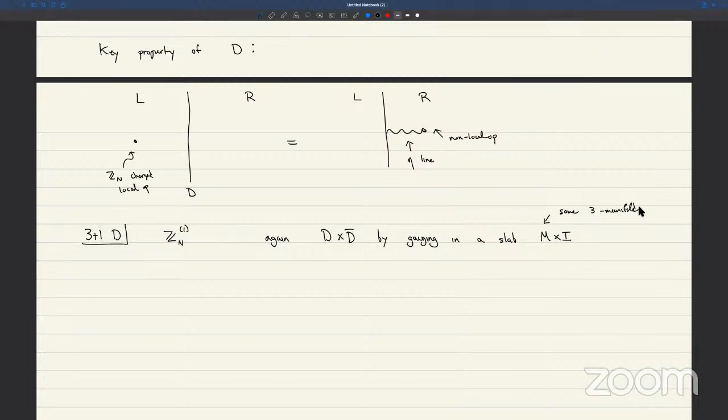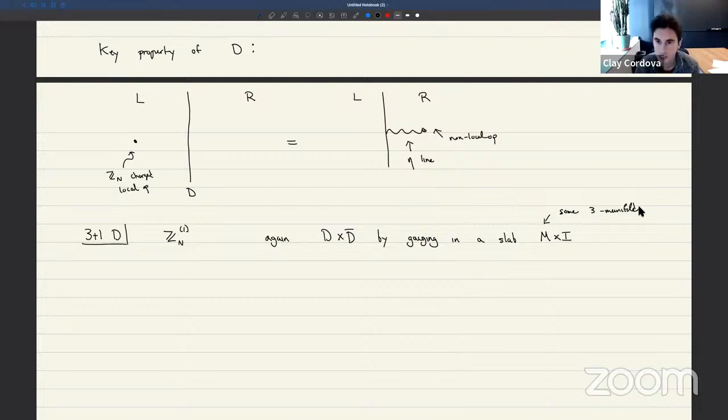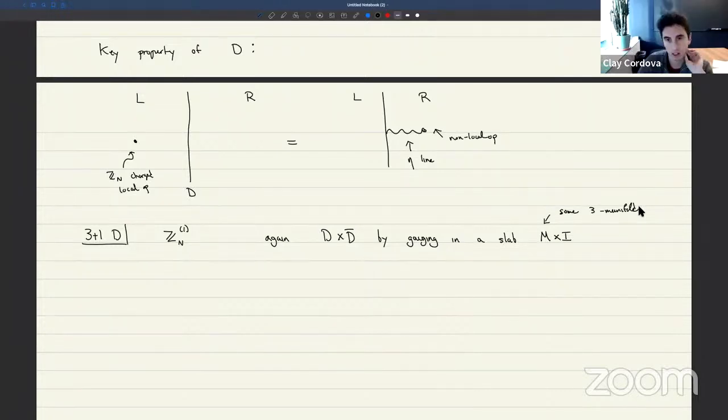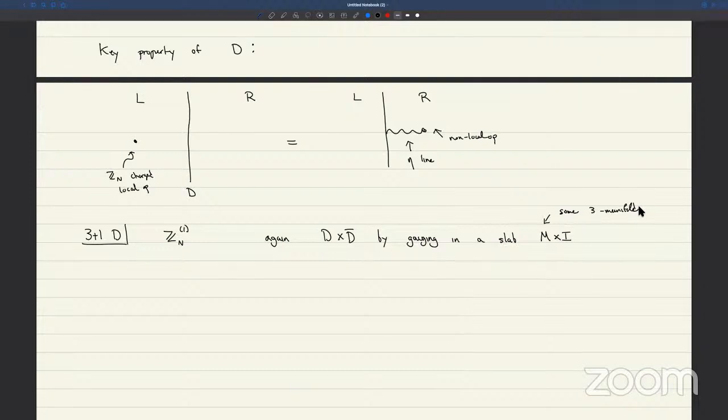Clay, does that picture depend on the D being an isomorphism of the two theories, or does it hold in general? That does not depend on D being an isomorphism. Thanks. Like you could do Kramers-Wannier duality away from the critical point, and this would still be true. So one more question is that in all of this, we are assuming G to be finite. Is that correct? That's correct. Gauging is a much more complicated operation if G is continuous. Thank you.